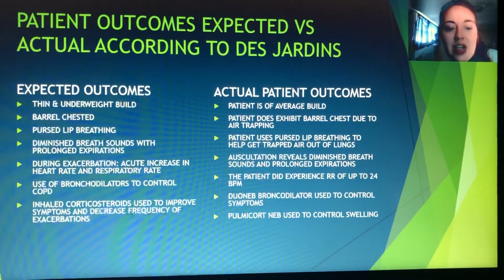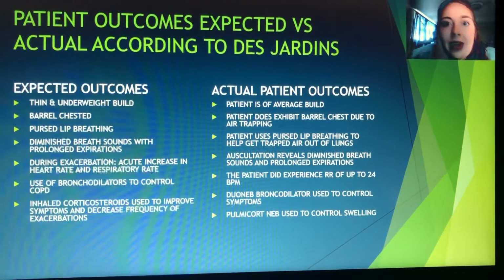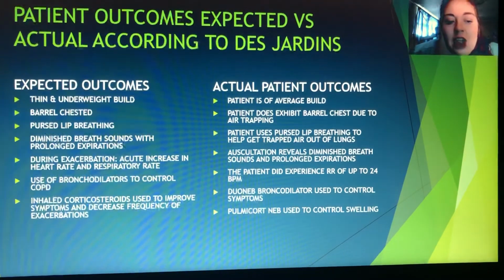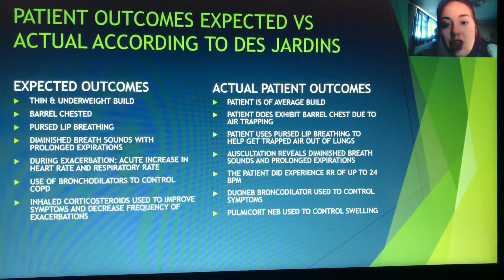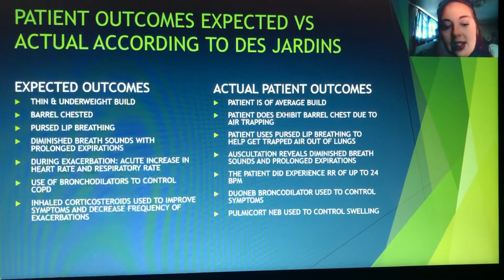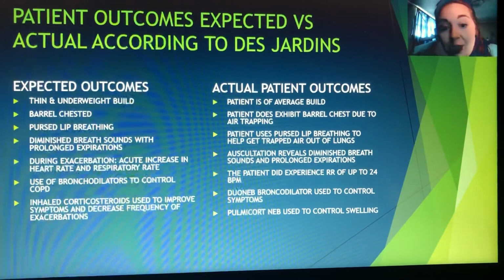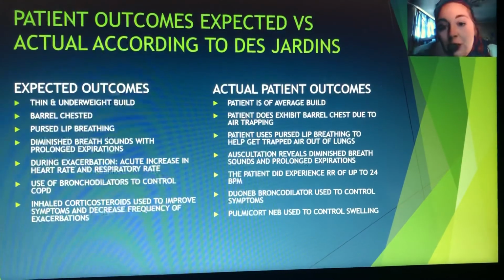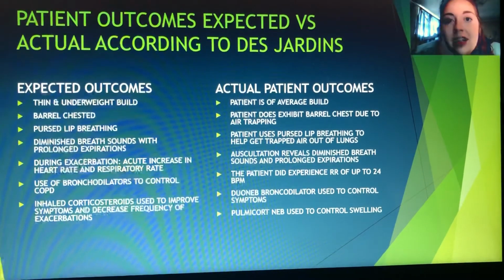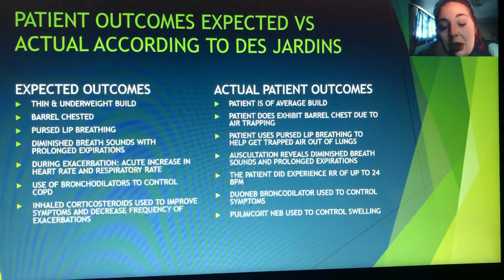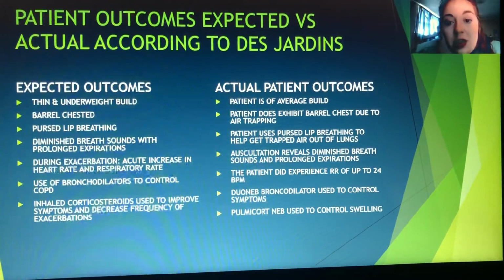So then I looked at the patient outcomes, according to Desjardins and what I actually saw with this patient. So this patient was basically spot on to Desjardins. The only thing that I didn't see, that I was sort of surprised by, was that this patient was not thin or underweight. This patient was pretty much of average build. I don't know what necessarily would cause that, but I suppose just the differences between people. Otherwise, all of the expected outcomes were spot on.